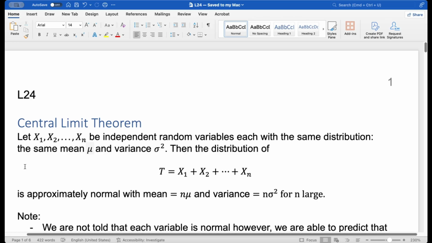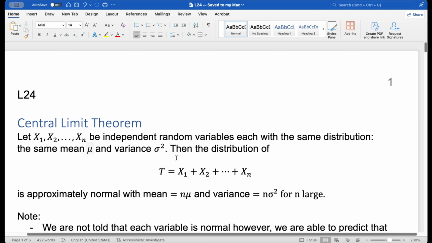We have n independent random variables, each with the same distribution. They have the same mean, the same variance, same shape distribution. Mean is mu, variance is sigma squared. And then we look at the sum. Let's call it T for total, X1 plus X2 plus dot dot dot up to Xn.